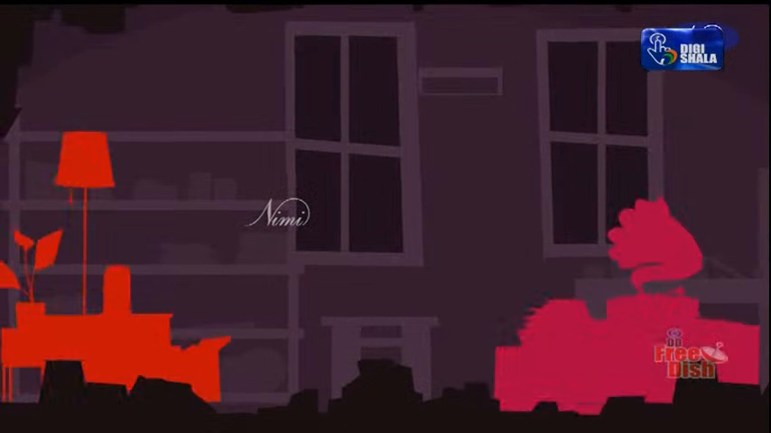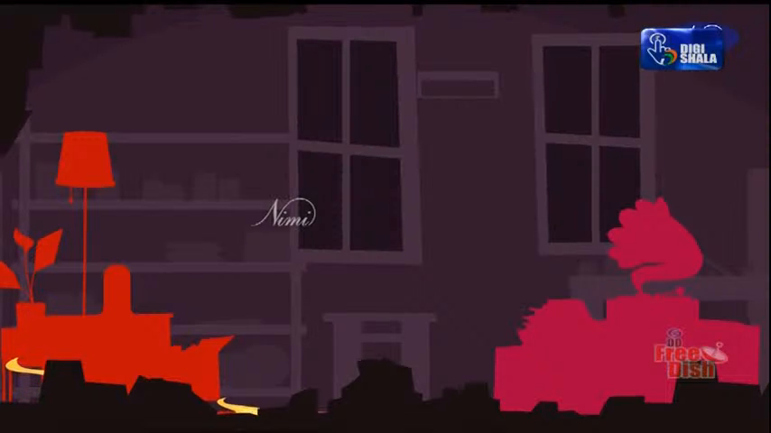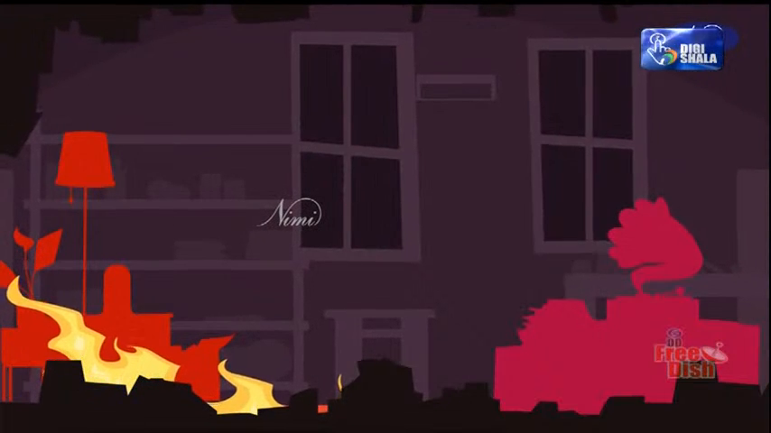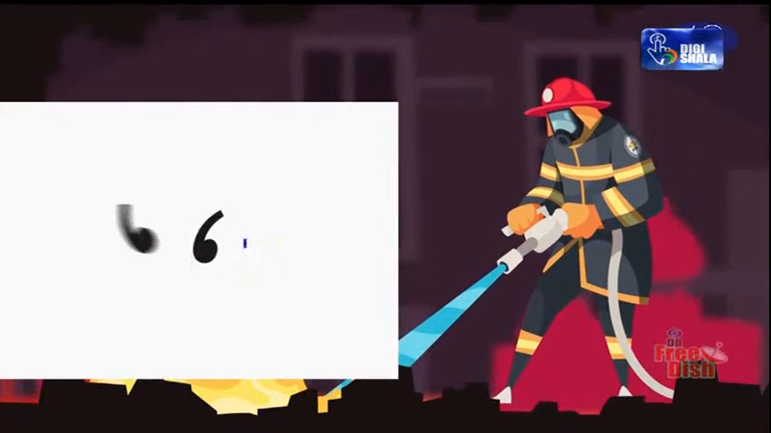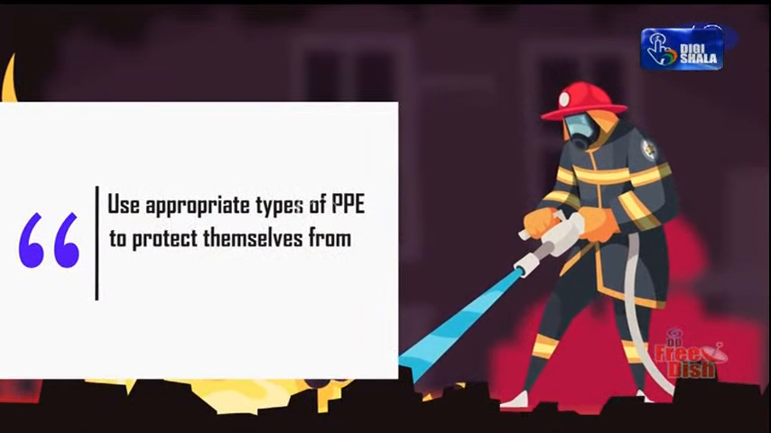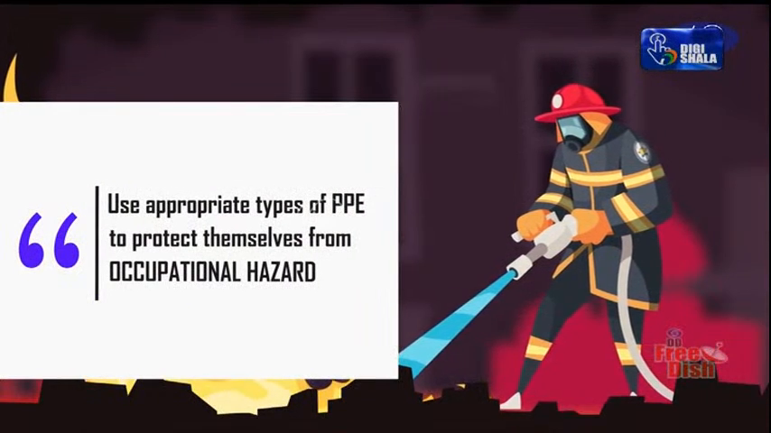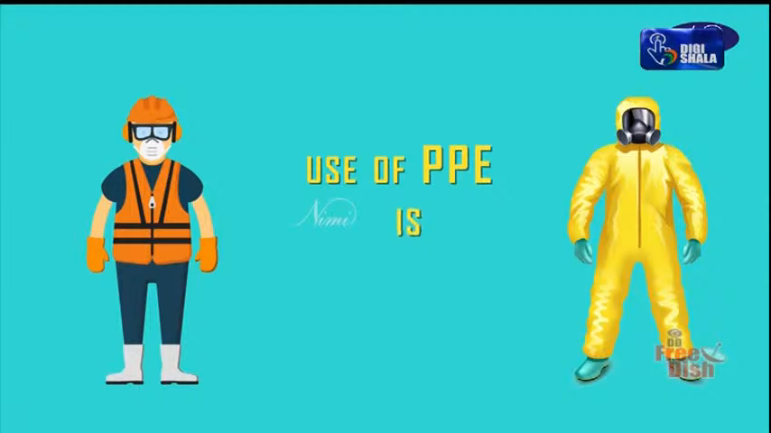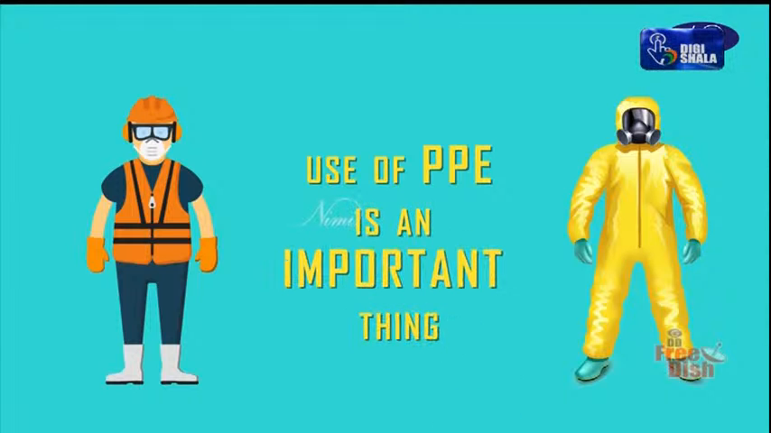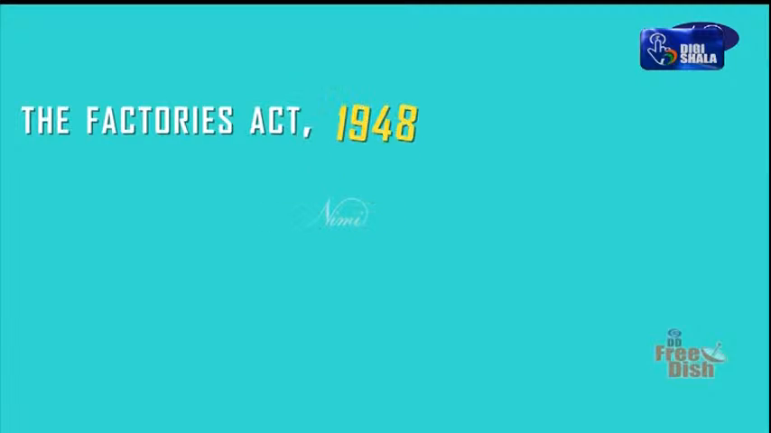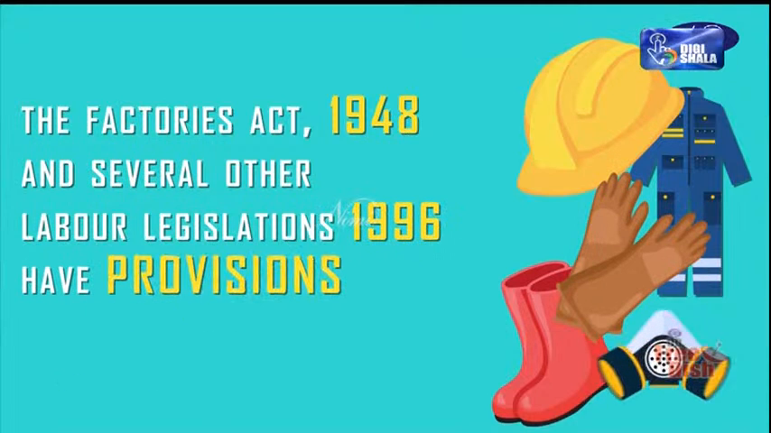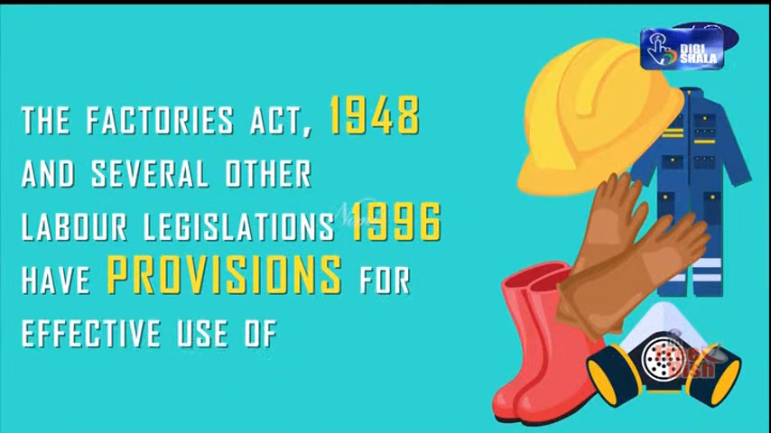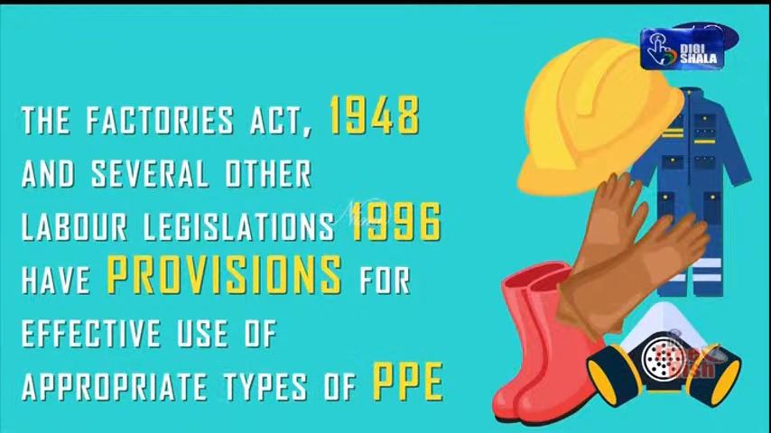But in situations where it is not possible to introduce any effective engineering methods for controlling hazards, the workman shall use appropriate types of personal protective equipment to protect themselves from the occupational hazards. Use of PPE is an important thing in the work environment. The Factories Act 1948 and several other labor legislations have provisions for effective use of appropriate types of PPE.